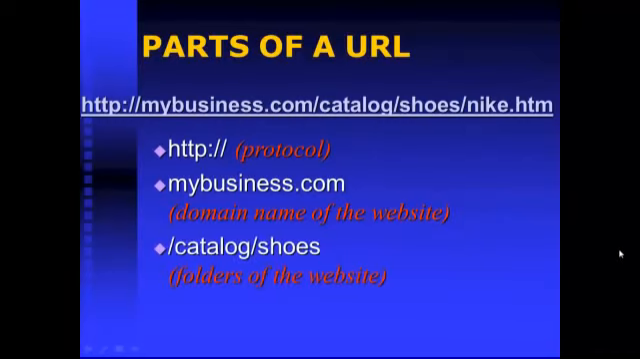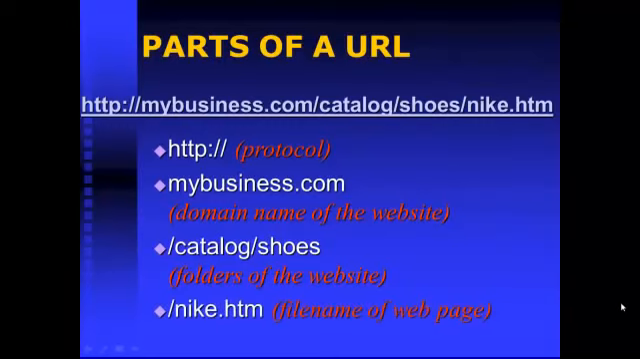After mybusiness.com, you have /catalog and /shoes. Those are just folders that are sitting on a computer, just like when you create folders to save your stuff on your computer. When a web creator is making a website, they better keep things organized or they're going to go crazy over a period of time. So this web designer created a folder called catalog, and then inside that folder created a folder called shoes, so that they could keep things organized. So these are just folder levels that were created on a computer when the web designer was making the website.